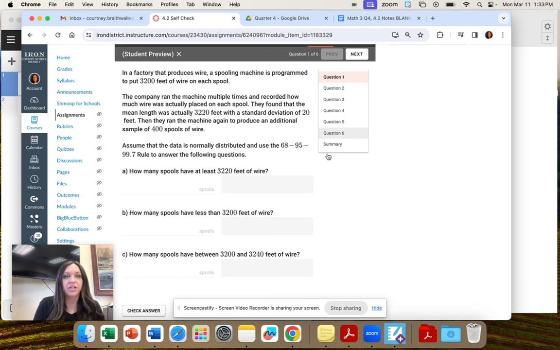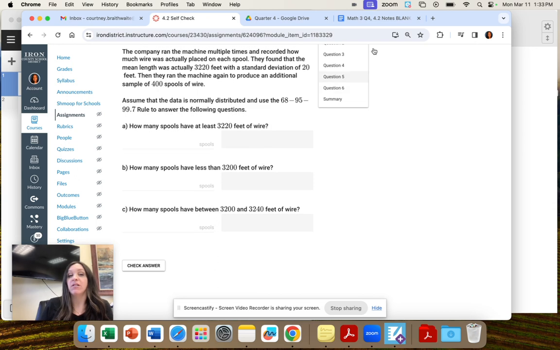In a factory that produces wire, a spooling machine is programmed to put 3,200 feet of wire on each spool. So the company ran the machine multiple times and recorded how much wire was actually placed on each spool, and they found that the mean length was 3,220 and the standard deviation was 20 feet. So they ran the machine again to produce an additional sample of 400 spools.